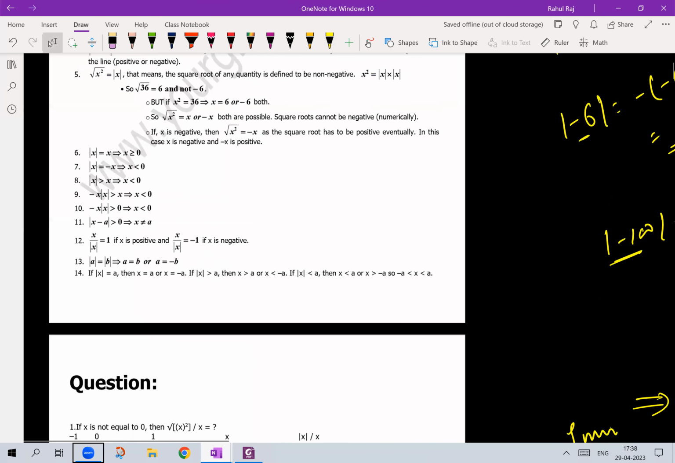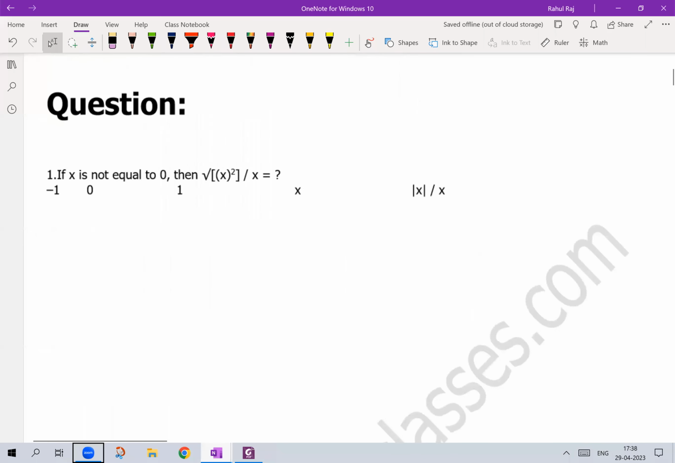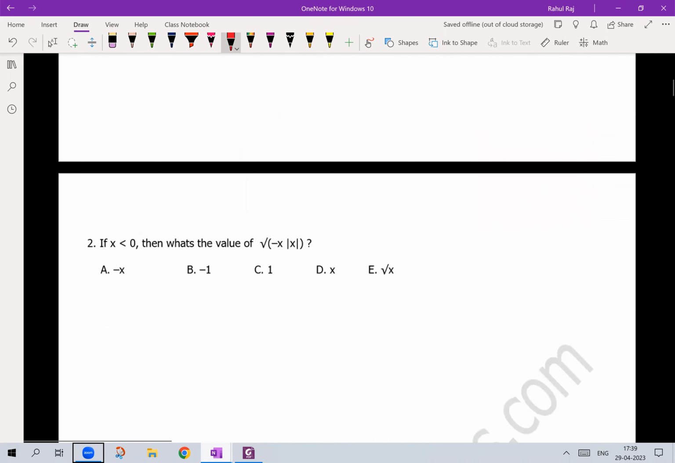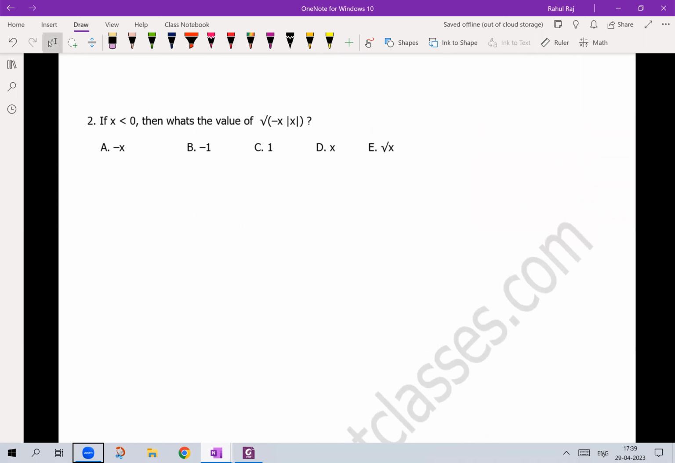So let's start with the questions. I think I've covered everything. I won't ask you to solve question number 1 because root of x square is nothing but mod x. Simple logic. Let's start with question number 2, please. You have to solve question number 2 and there's one more question I'm giving you. Both the questions, please take 4 minutes and solve.